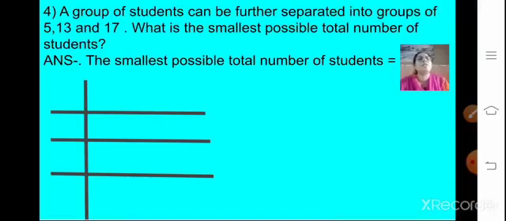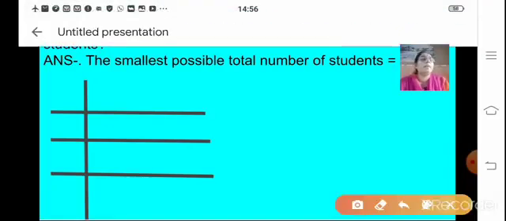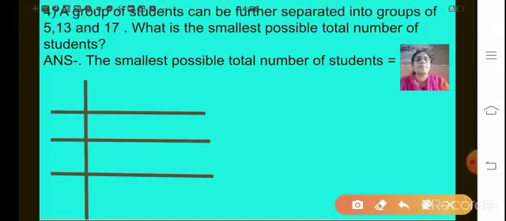Now what is the smallest possible total number of students? Here it is given that a group of students can be separated into groups of 5. So 5, 10, 15, that way. And 13, that is 13, 26, then 39, the same way. So they are separated into groups of 5, 13 and 17, and you have to find the smallest possible total number of students.